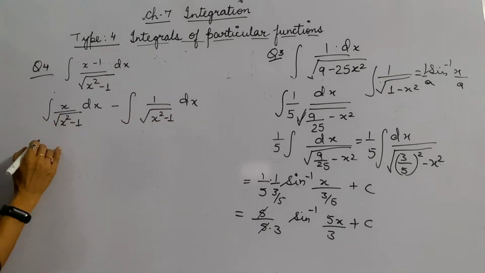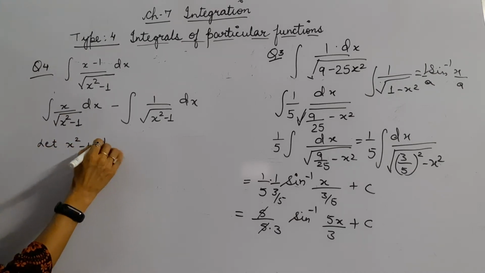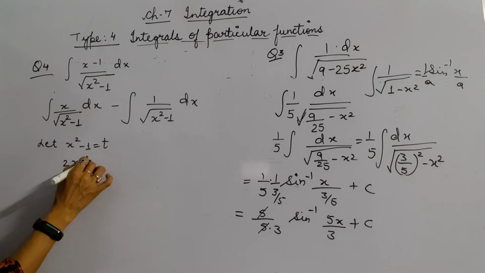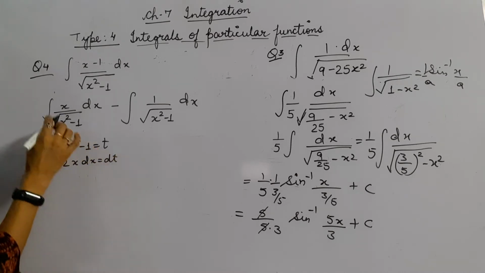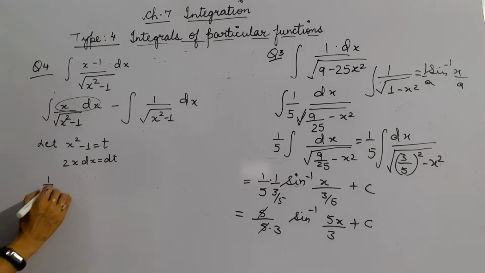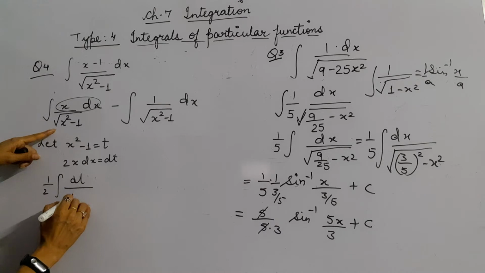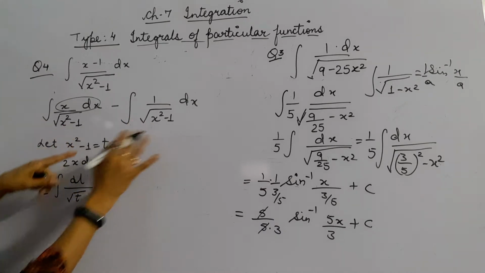So for this I can say let x square minus 1 equal to t. So I will be getting 2x dx equal to dt. So here x dx can be replaced with dt by 2. So it is half dt by under root t. Okay. And what about this?